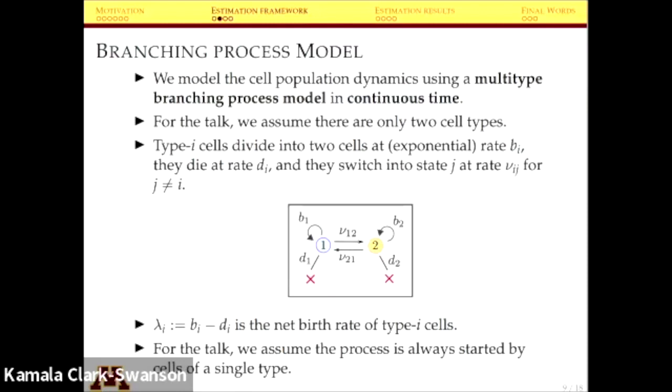So this is a stochastic model where the 2 cell types divide stochastically at rates B1 and B2. They die at rates D1 and D2, and they switch between states at rates nu1,2 and nu2,1. And we're going to let lambda1 and lambda2 be the net birth rates of the 2 types. And for the purpose of the talk, we're going to assume that we always start out with these isolated subpopulations.